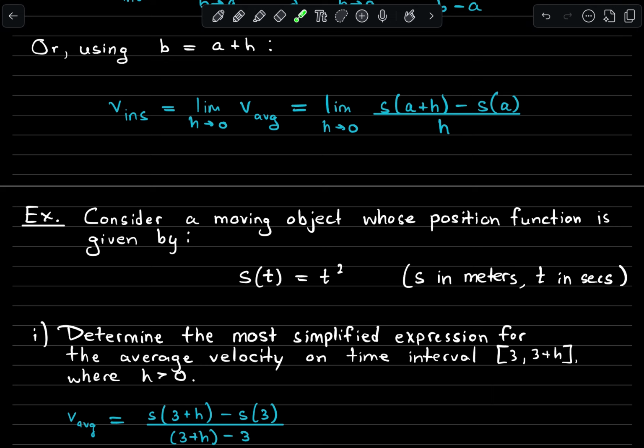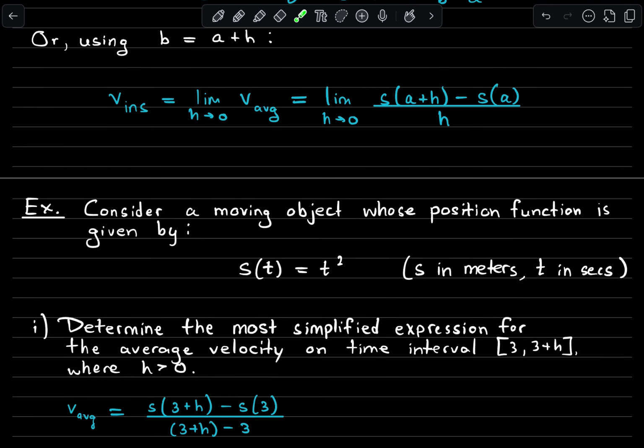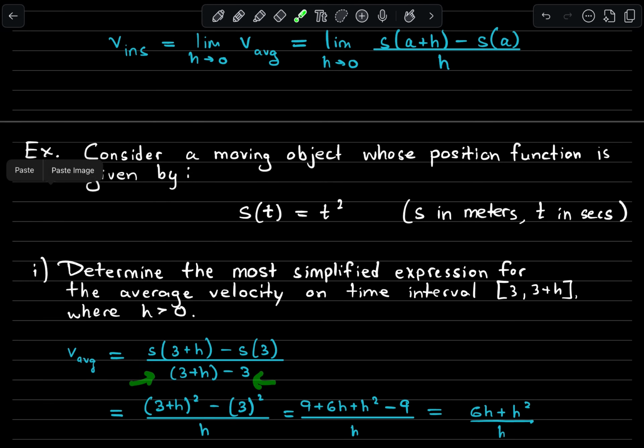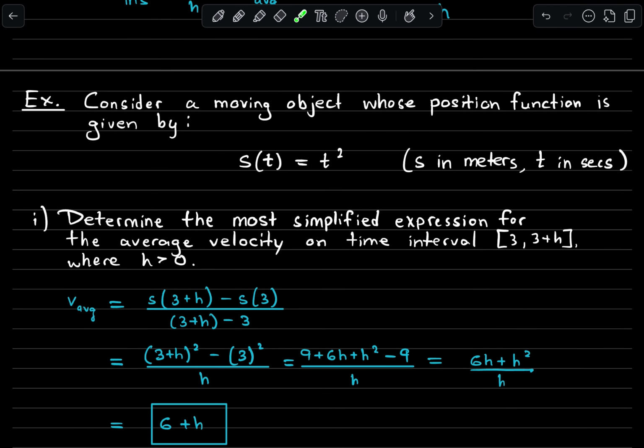Okay, so we're plugging into our formula. This is our S of A plus h minus S of A over A plus h minus A. Our function is really simple. It's just squaring whatever we had. So this just comes out to (3 plus h) squared minus 3 squared, over h. We expand the first part, then we got that minus 9. Our 9's cancel. We're left with 6h plus h squared over h. And that simplifies nicely to 6 plus h.